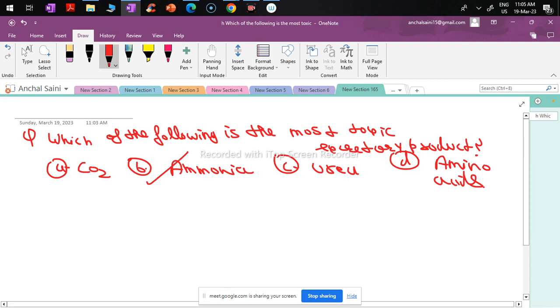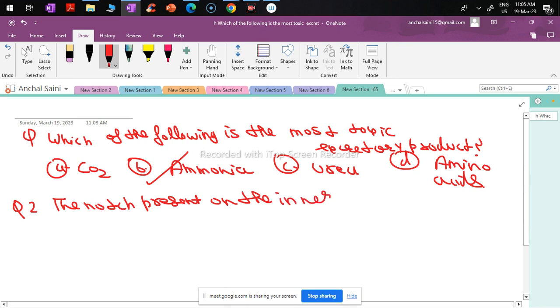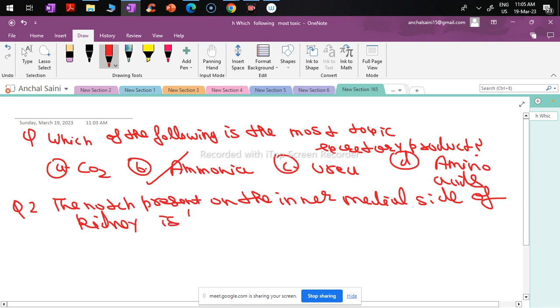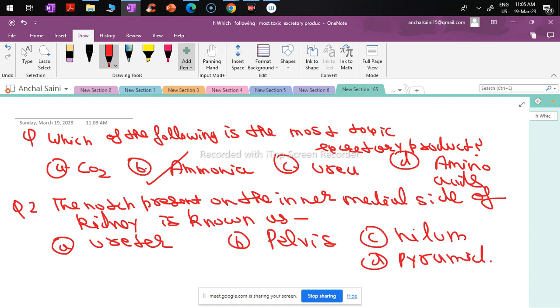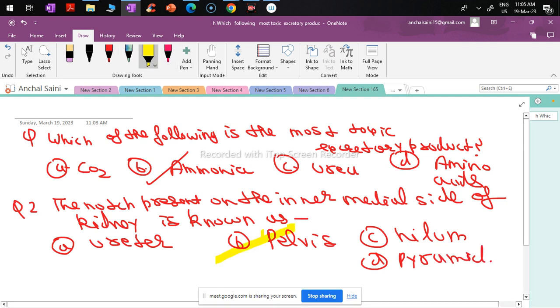Next question. The notch present on the inner medial side of the kidney is known as: options are A ureter, B pelvis, C hilum, and D pyramid. Hilum. Yeah, right. Hilum.